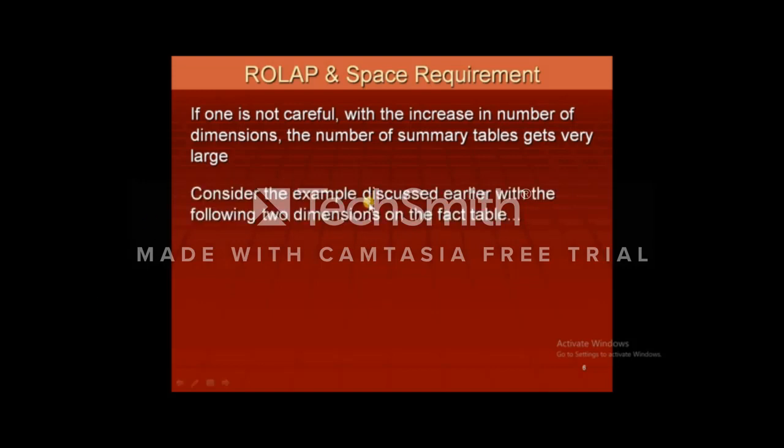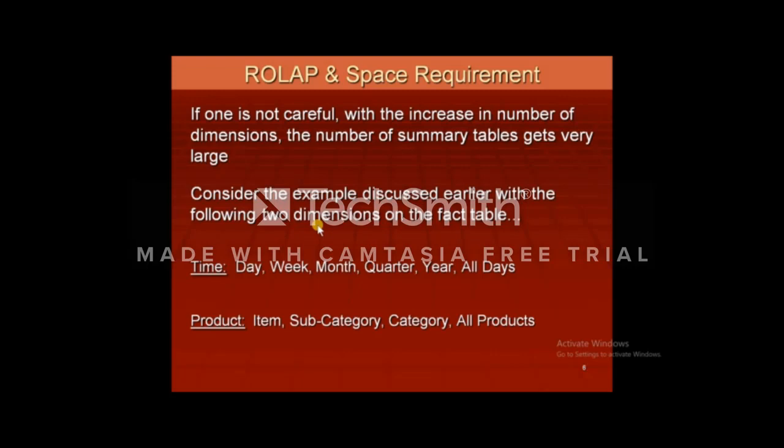So consider the example discussed earlier with the following 2 dimension fact table. We have these 2 dimensions that we discussed in our lecture 15. The time dimension has one hierarchy: day. Day comes inside a week, week comes inside a month, month comes inside a quarter, and quarter comes inside a year, and year, and the last is all days.